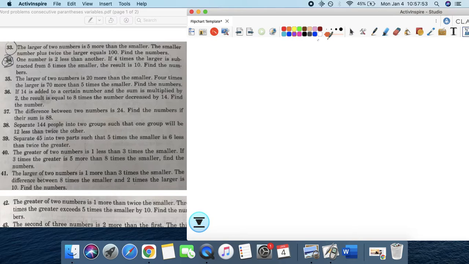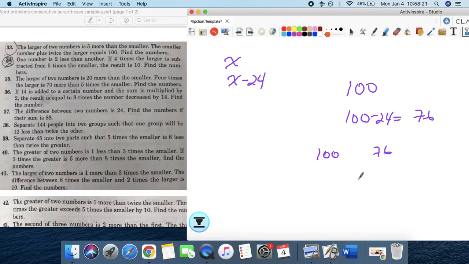37, the difference between two numbers is 24. So now I have two numbers. If one is x, the other one is x minus 24. That's the tricky part on this, right? So if one number was 100, the other one would be 100 minus 24, which is 76. So here are my two numbers, 100 and 76. Is the difference between them 24?